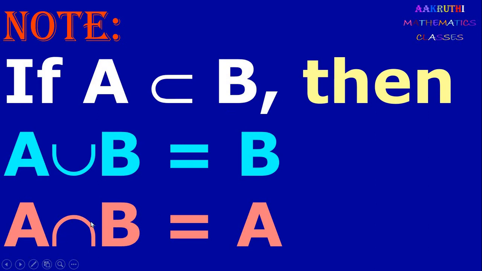Also, when we take intersection, always you will get the smaller set. So A intersection B is A. Now here A is the smaller set, B is the bigger set, A is a subset of B, and you have to take common elements. Common elements means all the elements belong to A only. So therefore when we take intersection you get A only. So when A is a subset of B, A intersection B is always equal to A only.